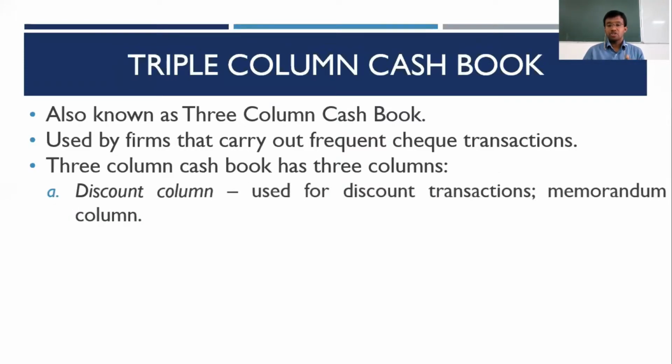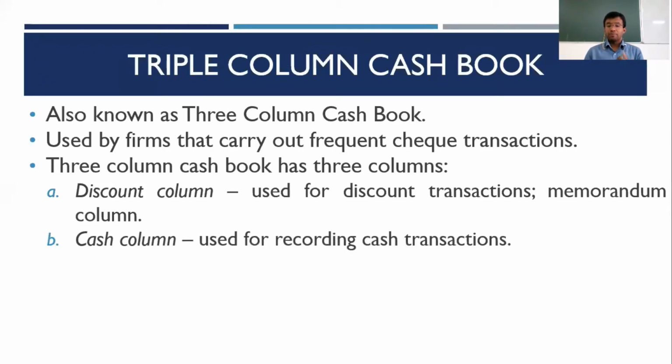The first column corresponds to discount. In discount, all your discount related amounts and transactions are recorded. One important aspect that you have to remember about the discount column is that it is a memorandum column. What is meant by memorandum column? It means you're writing down the transactions only for reference purposes. The discount column need not be balanced, unlike the other columns.